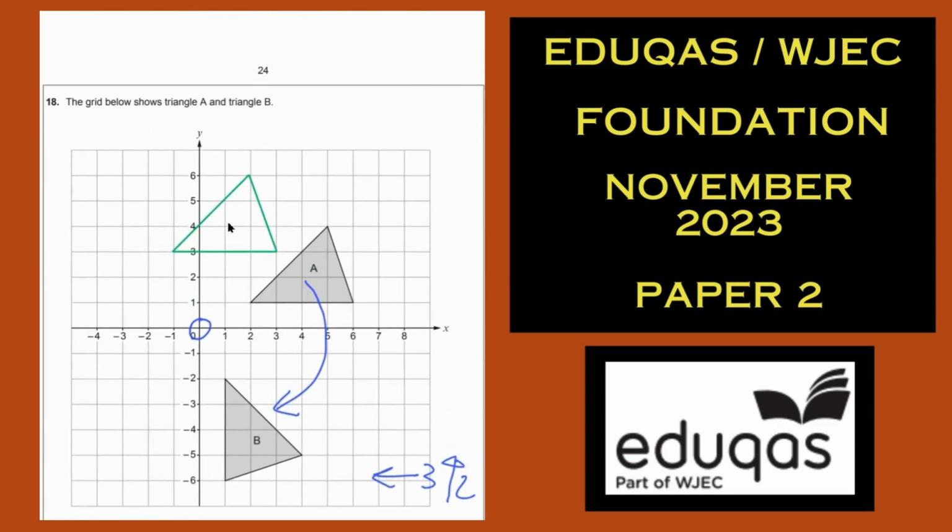Back to the diagram. Take each vertex and count left 3. 1, 2, 3. Up 2. Left 3. Up 2. Left 3. Up 2. Then, once you've plotted them all, grab your ruler, push dot to dot, join them all up.